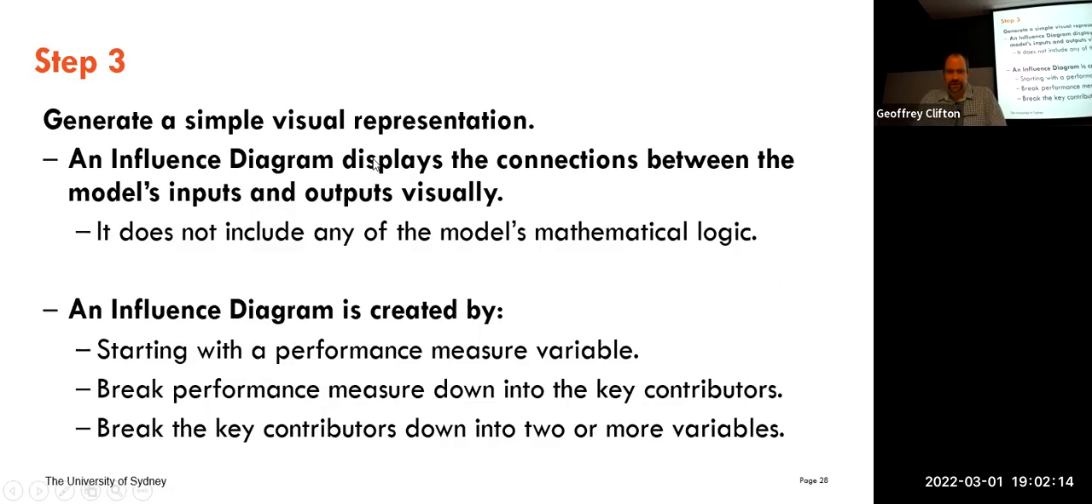So what's next? What I find helpful is to visualize the model. Sometimes that might be just a simple flow chart. If you're talking about a spreadsheet model, it's often referred to as an influence diagram. An influence diagram just shows what all the inputs and all of the outputs are and how they're linked. It doesn't include any of the model's mathematical logic. So it's just what are the inputs, what are the outputs, what are the linkages there.